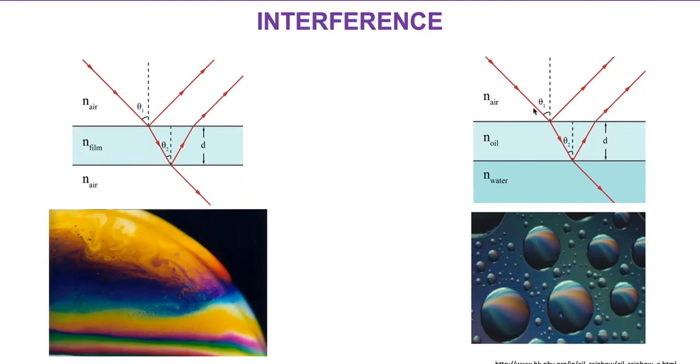And oil bubbles or emulsions are exactly the same. You have air and then your oil. Oil has a higher refractive index than water. So irrespective of the materials, there are three different layers, and the concept here is the same: low, high, low. So essentially we see a similar color pattern.